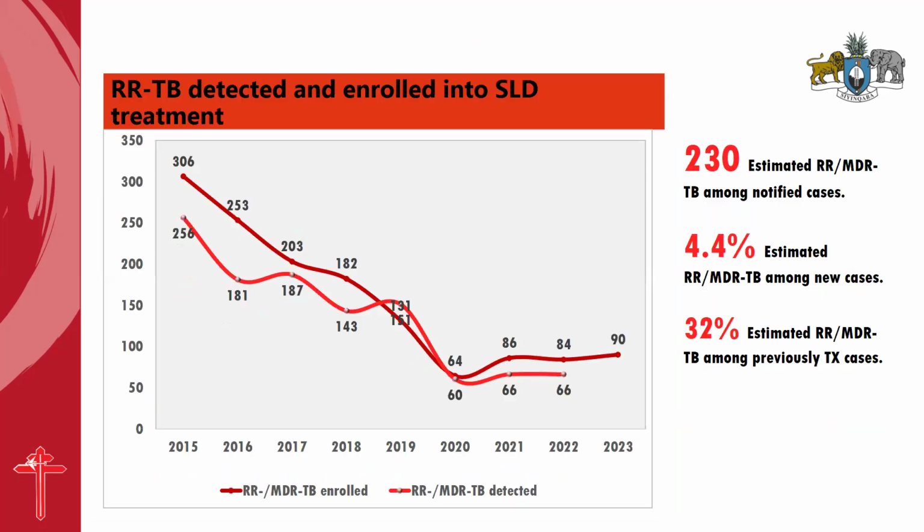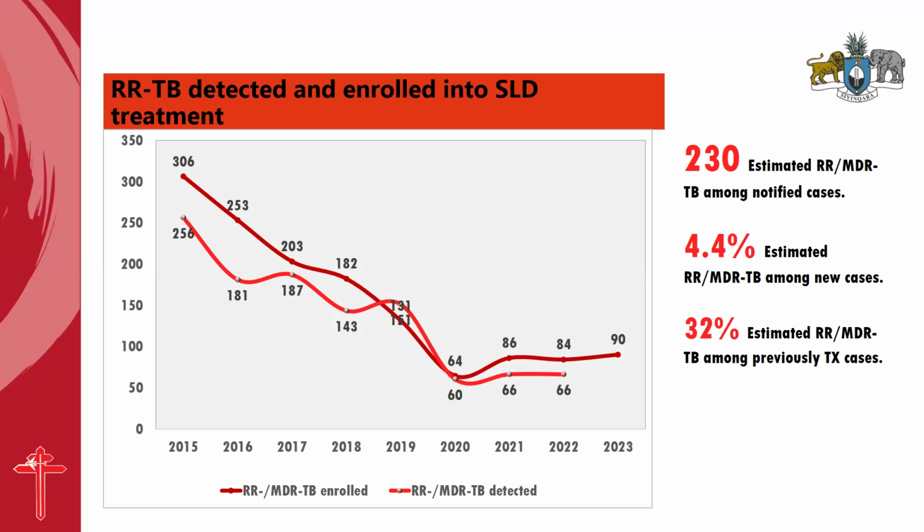So the RIF resistance TB detected, these ones should then be enrolled into second-line drug treatment. So whenever there is RIF resistance detected, these ones should be enrolled. You can see from the graph that we start from 2015, 2016, up to 2023.